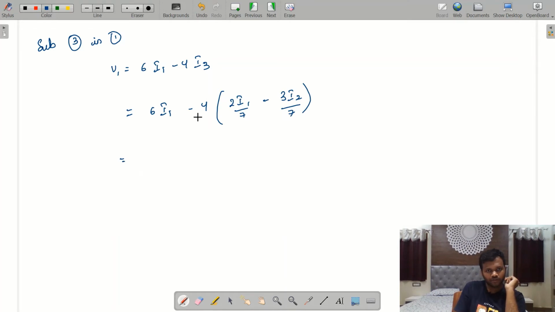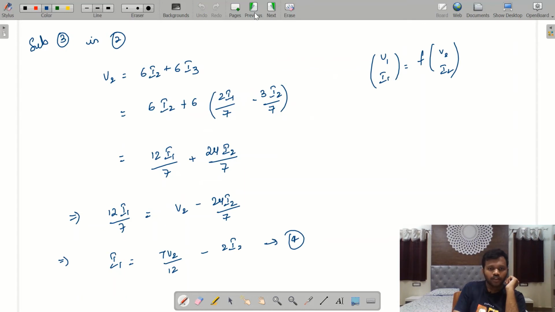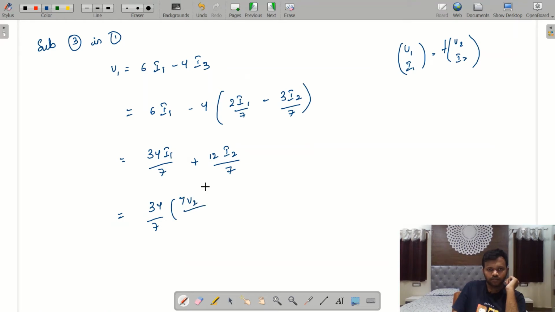So which will be equal to 42 minus 8, 34 I1 by 7 plus 12 I2 by 7. Again in place of I1, what do we need to write? V1 as a function of V2 I2. So in place of I1, I will write I1 equal to 7 V2 by 12 minus 2 I2, plus 12 I2 by 7.